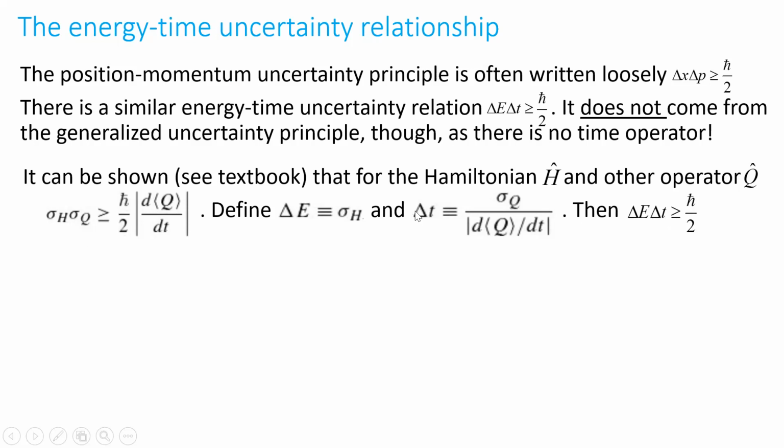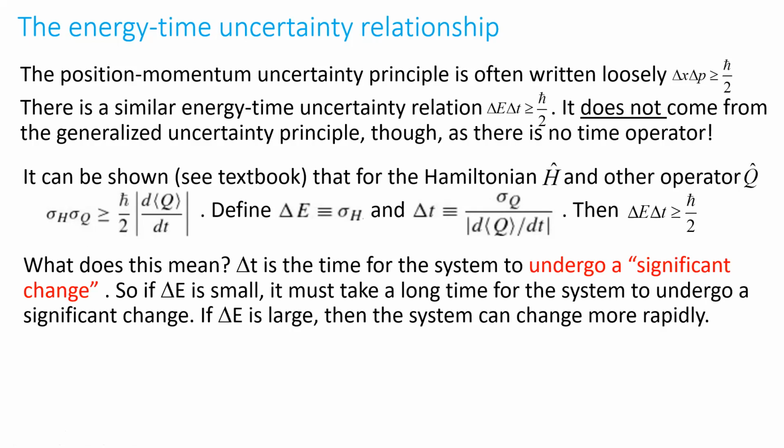Where we've defined our delta t, again, it's not the spread in the measurements of an observable like the energy. It's defined in terms of this spread of an operator and the rate of change of a given operator. So what does this mean? Well, delta t is really the time it takes for the system to undergo what we call a significant change.